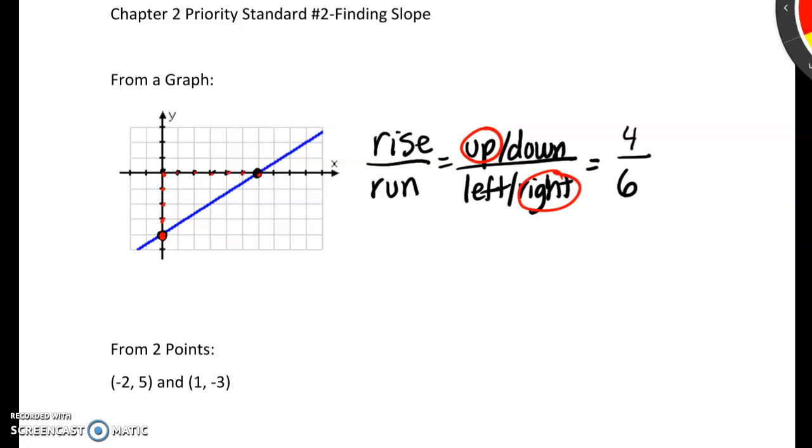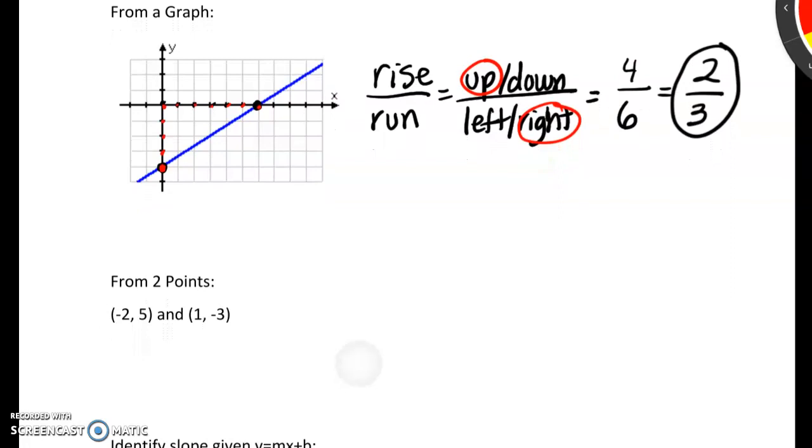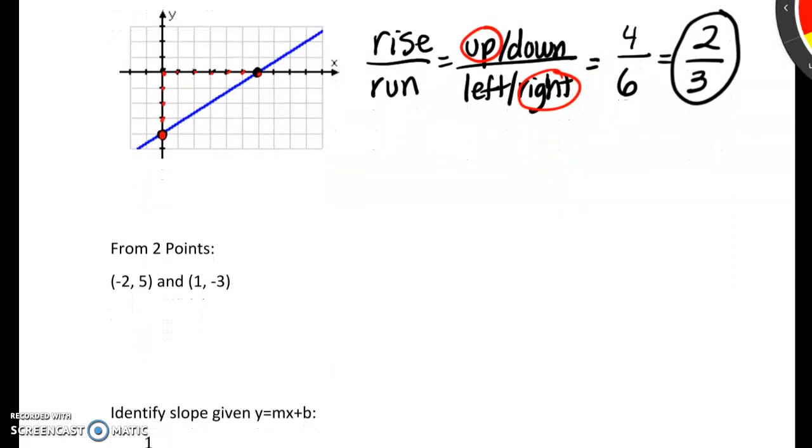So I get 4 over 6. And 4 over 6 would reduce to 2 over 3. And that would be my answer for slope from a graph. Okay, so the second way that we have to do this is we have to do this from 2 points.